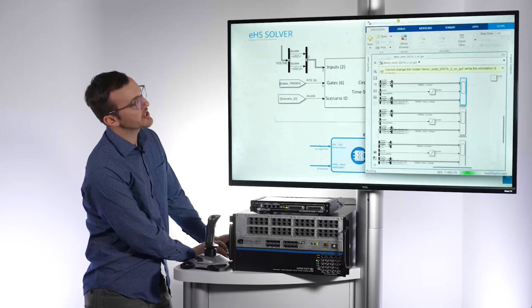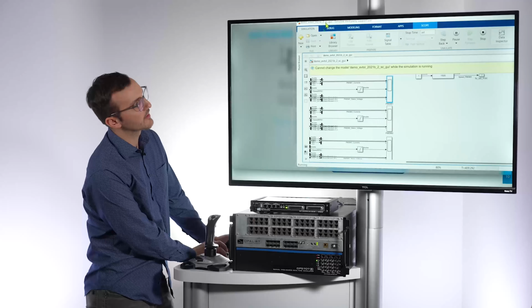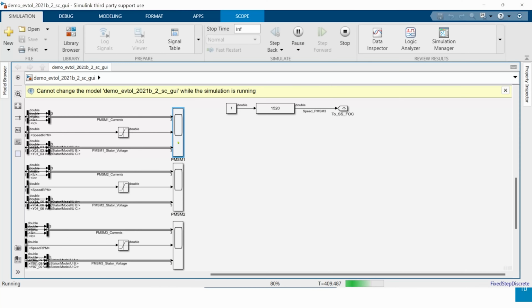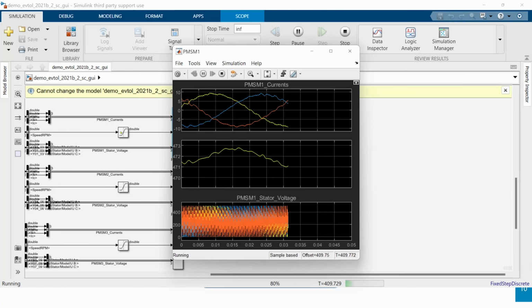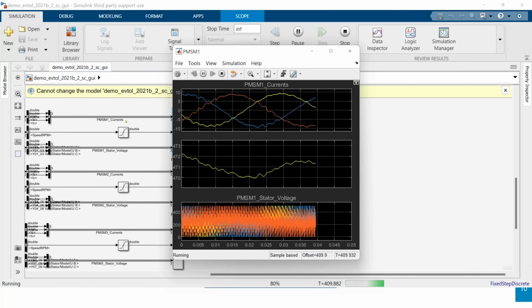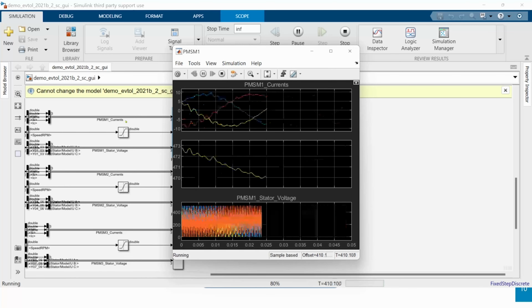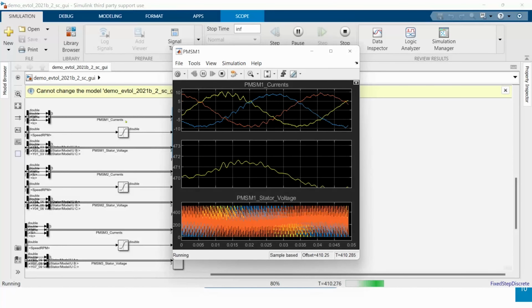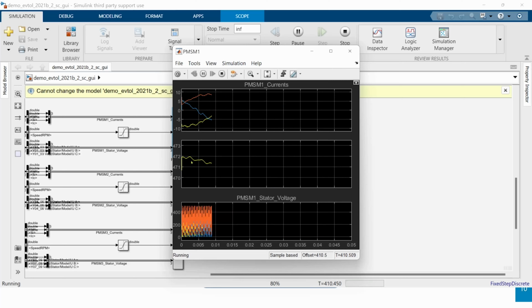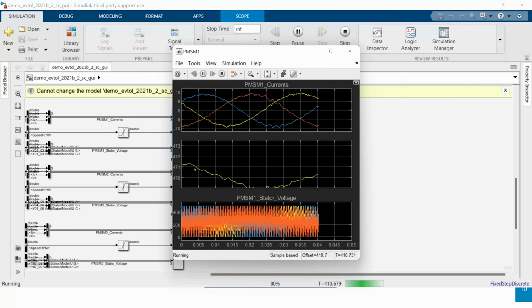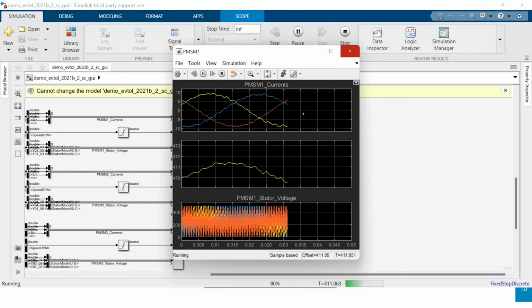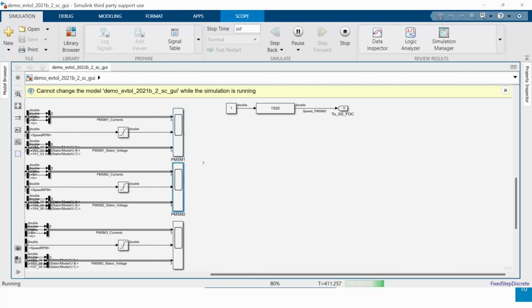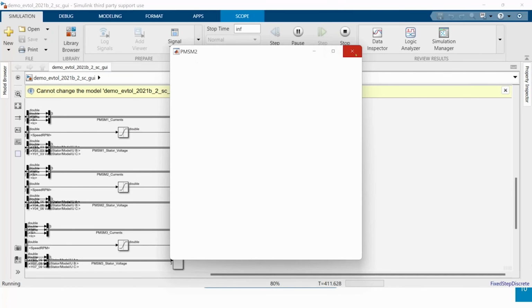I have the simulation running. And now we're going to take a look at the first motor. As you can see, we're monitoring the phase currents, the phase voltages, and the motor position. We can see that the first motor oscillates around 472 RPMs. Same thing for the second motor. The same idea.